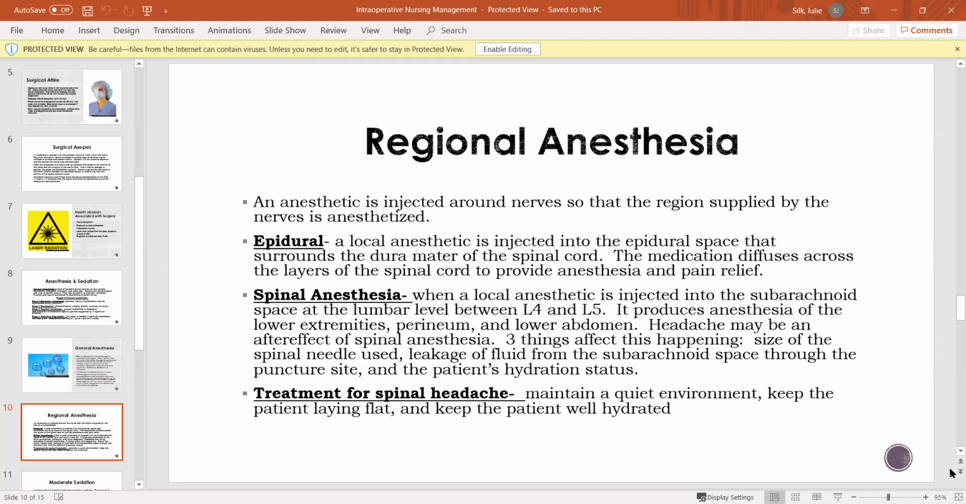So what happens then is they take this anesthesia and they inject it into a certain place, and wherever they inject it from there down is where you don't have sensation. That's basically what it is. So when we talk epidurals, this is a local anesthetic that's injected into the epidural space that surrounds the dura mater of the spinal cord. So they inject it into your spine, basically. The medication diffuses across the layers of the spinal cord to provide anesthesia and pain relief.